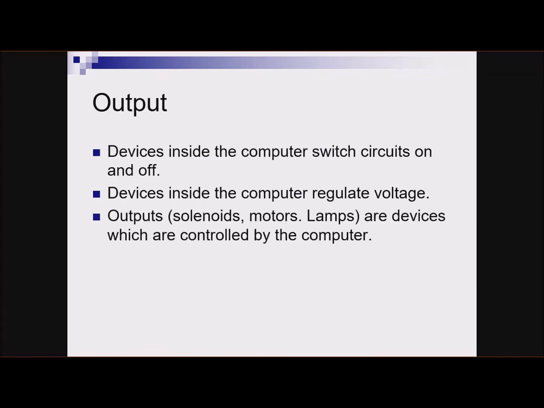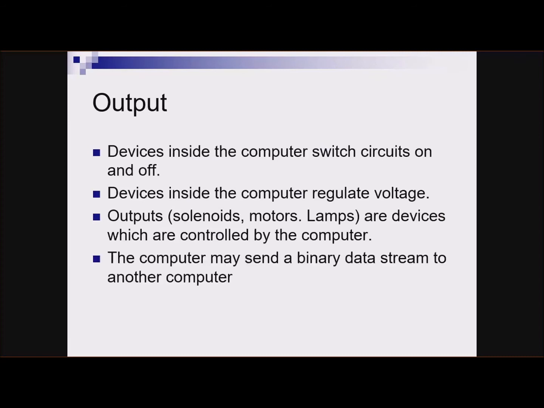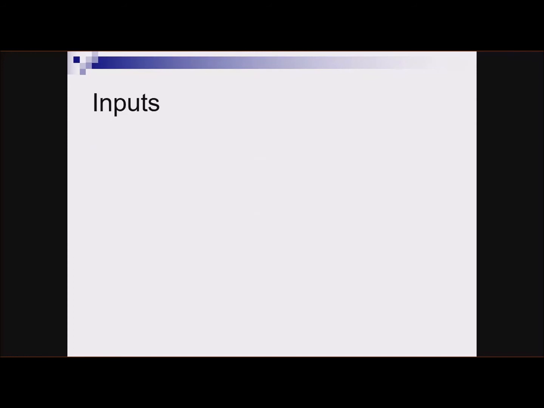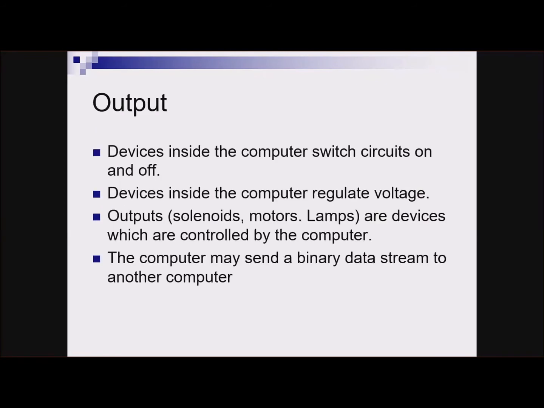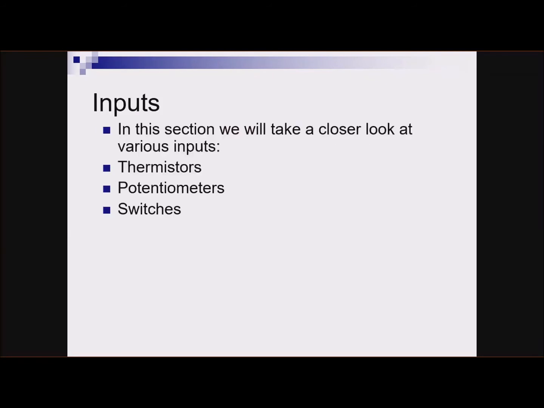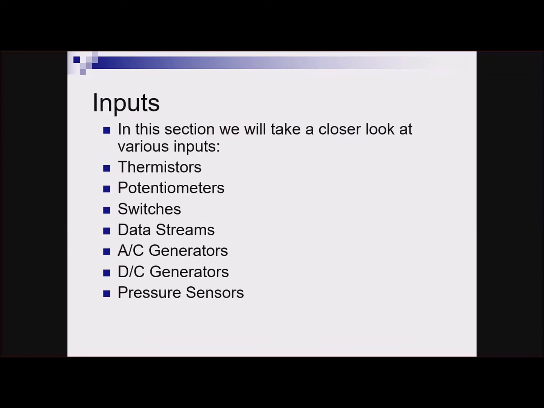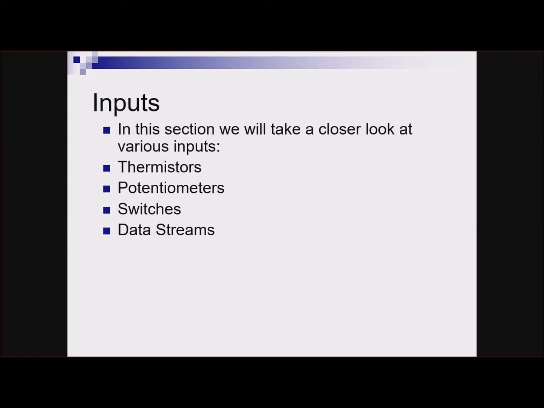Outputs: solenoids, motors, lamps, devices which are controlled by the computers. Another type of output could be that data stream. So we talked about on the input side, the data stream going across the network. On the output side, we have the same thing. So the output from one computer can definitely be the input to another. Okay, before we get into the actual inputs, thermistors, potentiometers, switches, data streams, let's look a little bit more at this processing.